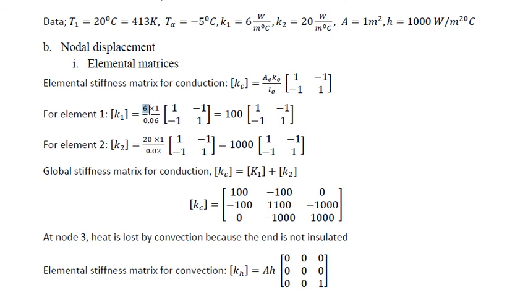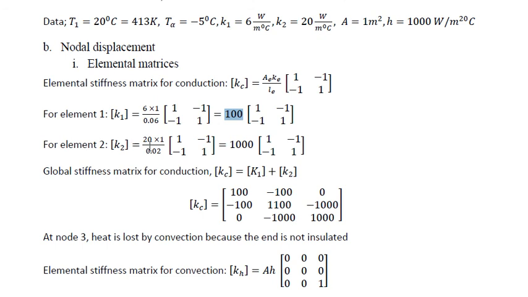Now 6 is the conductivity of element 1, 1 is the area, and 0.06 is the length. So it becomes 100 into [1 -1; -1 1]. Let us keep 100 as it is. Or we can write [100 -100; -100 100].